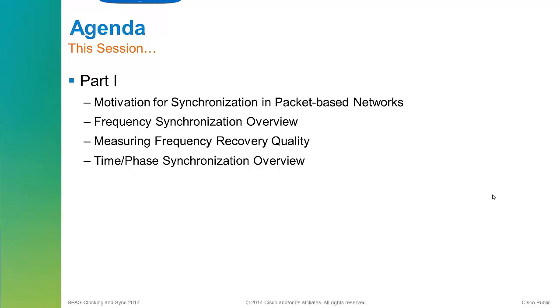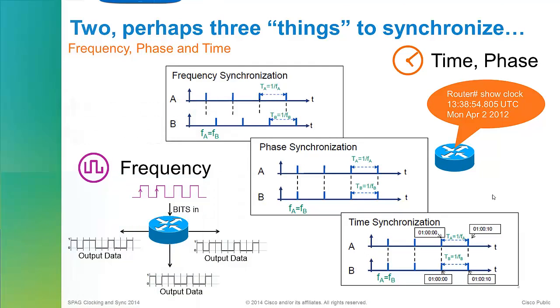So part one, motivation. Why do we need it? What is it? There are two, we could say, or three. I like to think of it as three different things that we synchronize in a synchronization network. The three of them are frequency synchronization, the second is phase synchronization, and the third is time or time of day synchronization. And depending on the application, they're all important. Some of them are required in some scenarios, some of them aren't required, and so by the end of this, you'll be able to understand what should fit where.